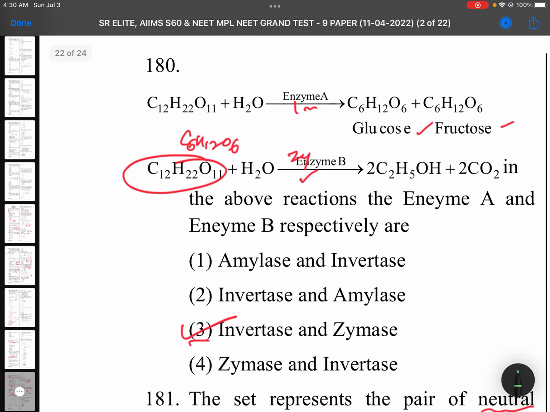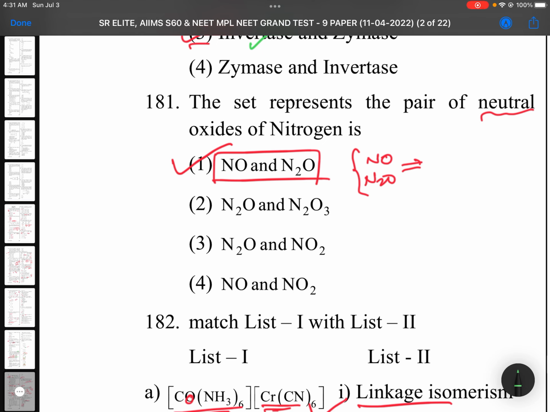C12H22O11 with enzyme. This is memory based again. This is from surface chemistry, as a question you can say. First invertase, then zymase. Invertase and zymase are the enzymes used to convert C12H22O11, sucrose, into glucose and fructose. Then glucose is converted to alcohol by zymase.